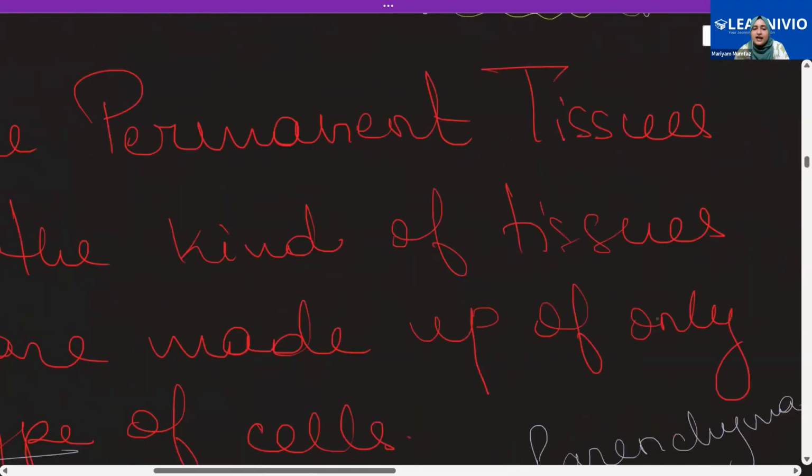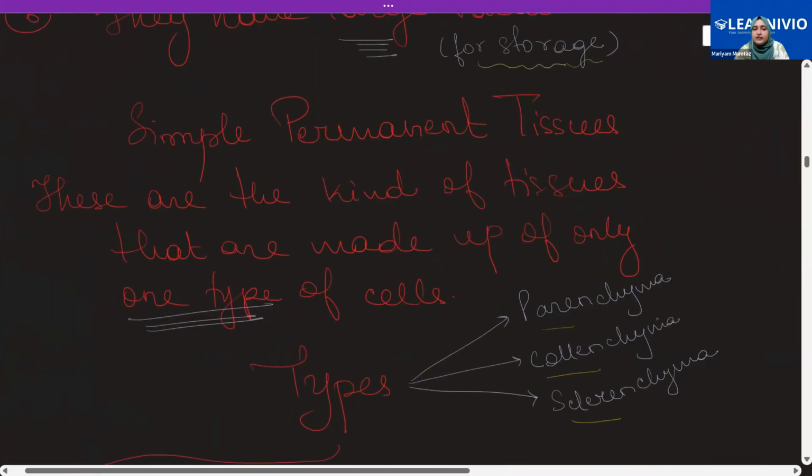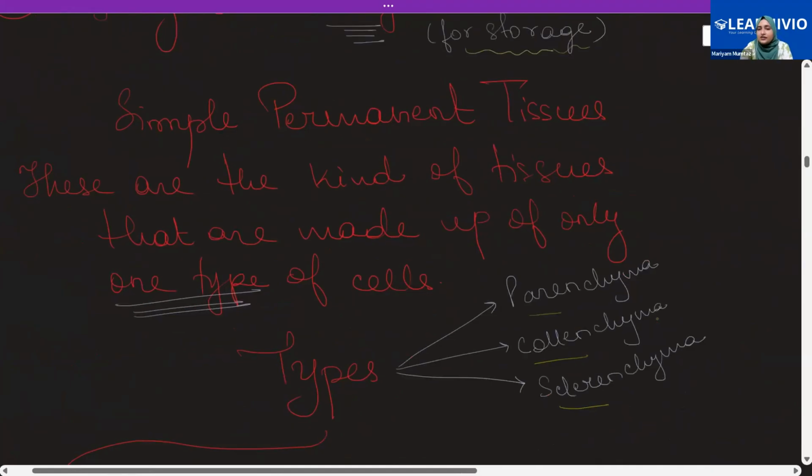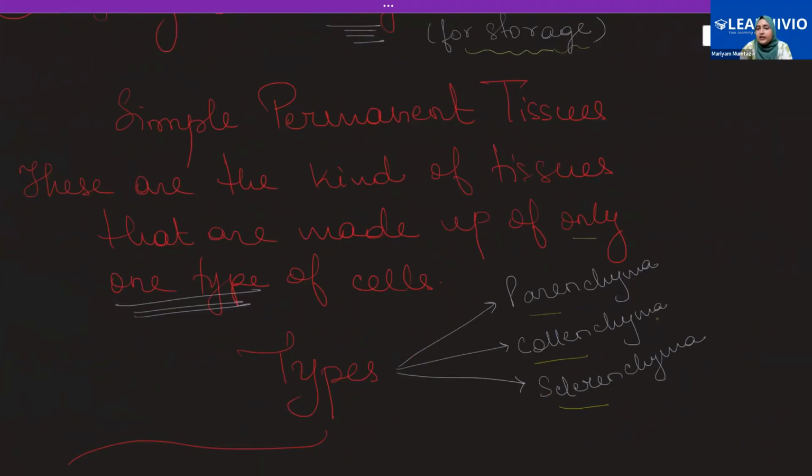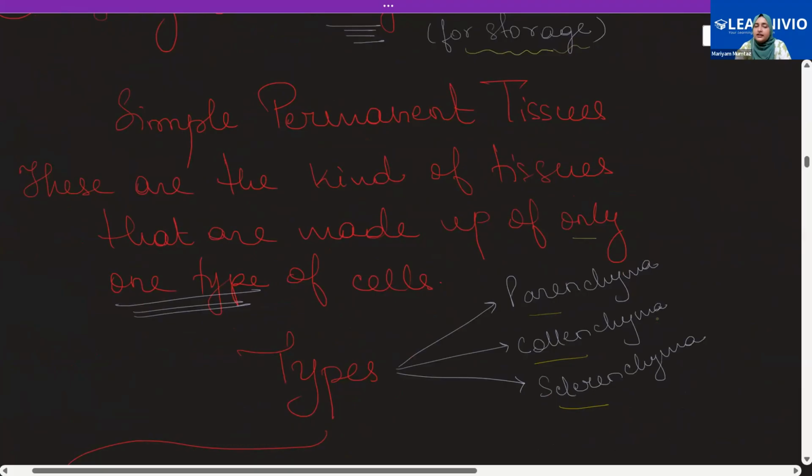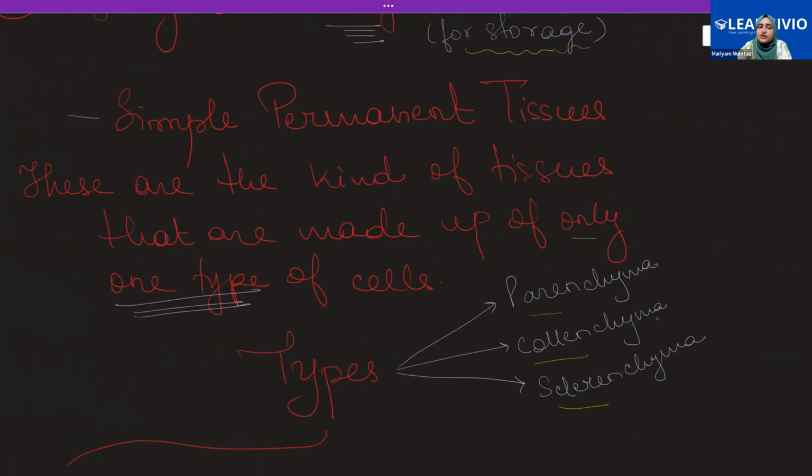Now, the first kind, which is the simple permanent tissue. These are the kinds of tissues that are made up of only one type of cells. Only one type of cells is what they are made of. Further, depending upon the function and structure, the simple permanent tissues are of three types: parenchyma, collenchyma, and sclerenchyma. These are different types of simple permanent tissues.